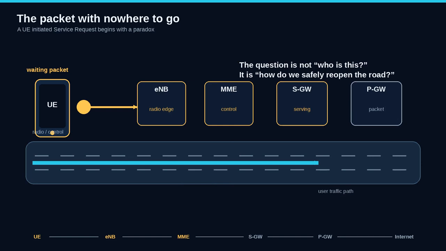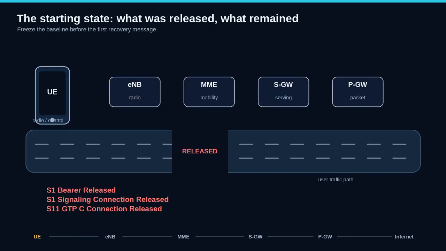Here is the misconception to leave behind. Released resources do not mean a vanished subscriber. They mean the network has separated long-lived identity from short-lived transport. The whole procedure is a controlled reopening, not a mysterious restart. By the end, you should be able to point to the moment when a packet becomes a protected, connected data path.